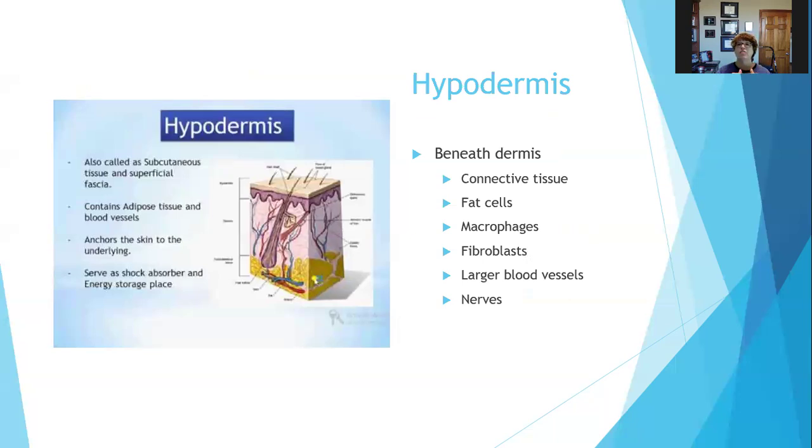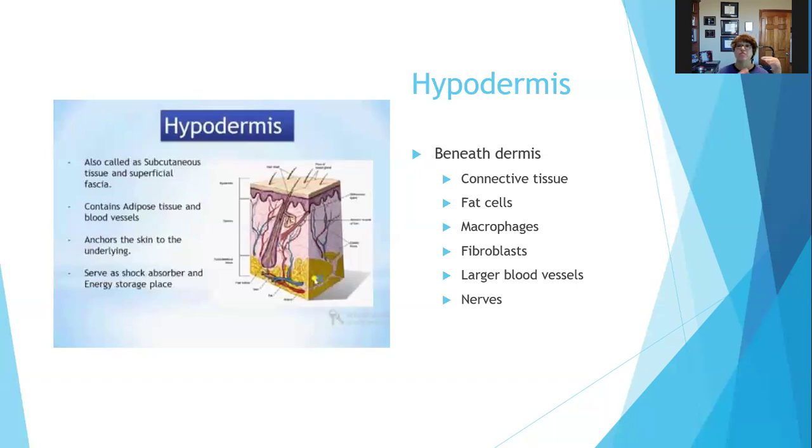It has connective tissue, fat cells, macrophages, and fibroblasts hanging out there. So macrophages, they're doing their job for the immune system. They're cleaning up cellular debris. Fibroblasts are creating collagen to bind everything together.